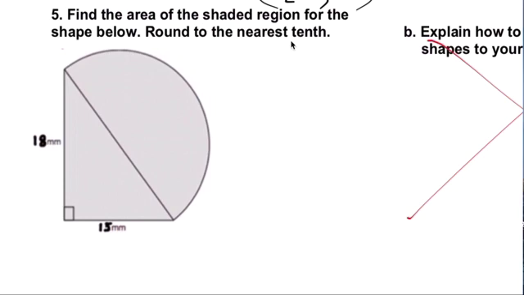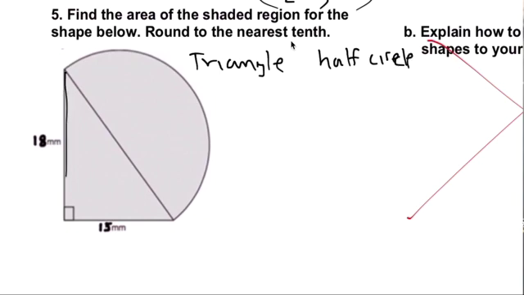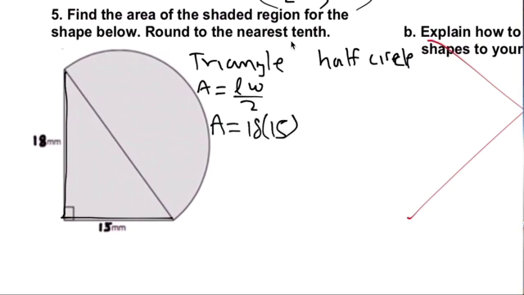So you have a triangle and half a circle. So area is length times width. Everything is length times width except a circle. Circle has pi. For the triangle, divide by 2, so 18 times 15, divide by 2. Area equals 135.